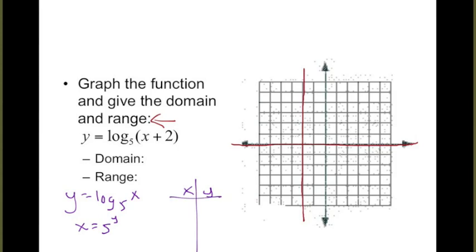And we're going to make a chart. But since y is with the number, we're going to choose y values to plug in. -1, 0, 1, and 2. Five to the -1 does what? Flips it, so 1/5. 5 to the 0, 1. 5 to the first, 5, and 5 squared, 25, and I'm not going to be plotting that one.